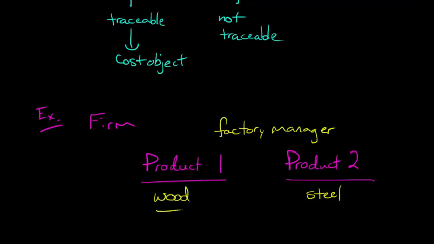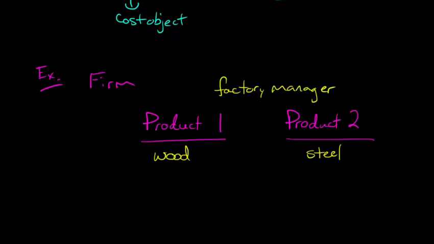Now, we look at the wood, the steel, the factory manager, and we say, okay, are these direct costs or indirect costs? Well, we can trace the wood to product 1 directly because product 2 doesn't use any wood, right? So we can easily draw a line here and say that the wood is traceable to product 1. The steel is traceable to product 2.